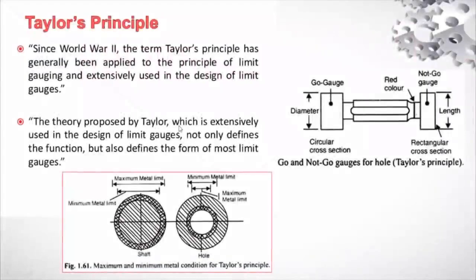The theory proposed by Taylor is extensively used in the design of limit gauges. It not only defines the function, but also defines the form of most of the limit gauges. Form means the shape also. This is the MMC, this is the LMC. You can see over here, maximum metal limit, minimum metal limit. This is for the shaft. Similarly for the hole, minimum metal limit, maximum metal limit, reverse.